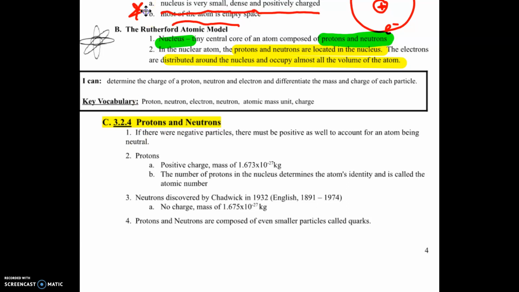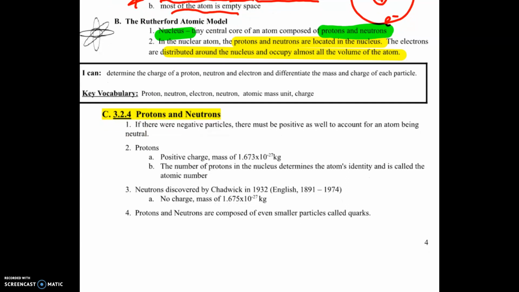So here is our I can statement. I can determine the charge of a proton, neutron, and electron, and differentiate between the mass and charge of each particle. So what are those keywords? Proton, neutron, electron, and looking at mass and charge. Okay, so make sure you take a look at those key vocab words.